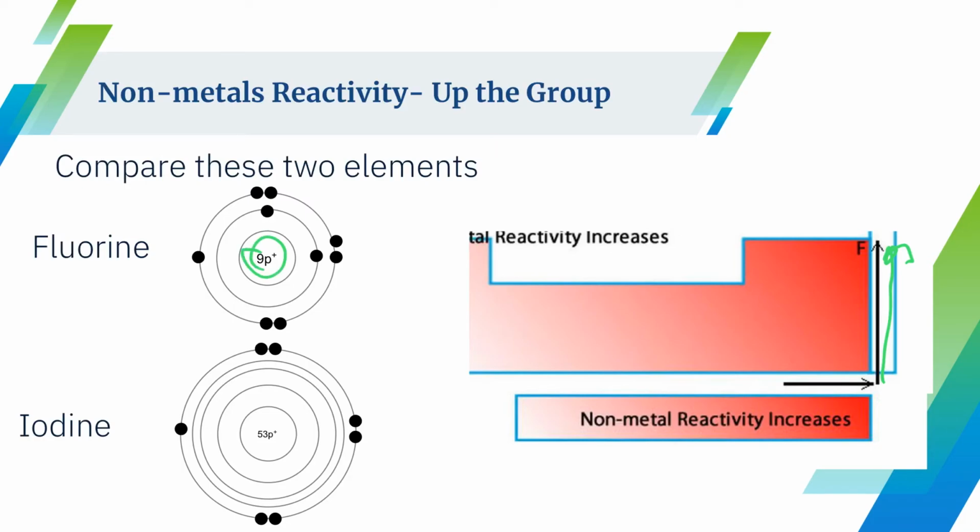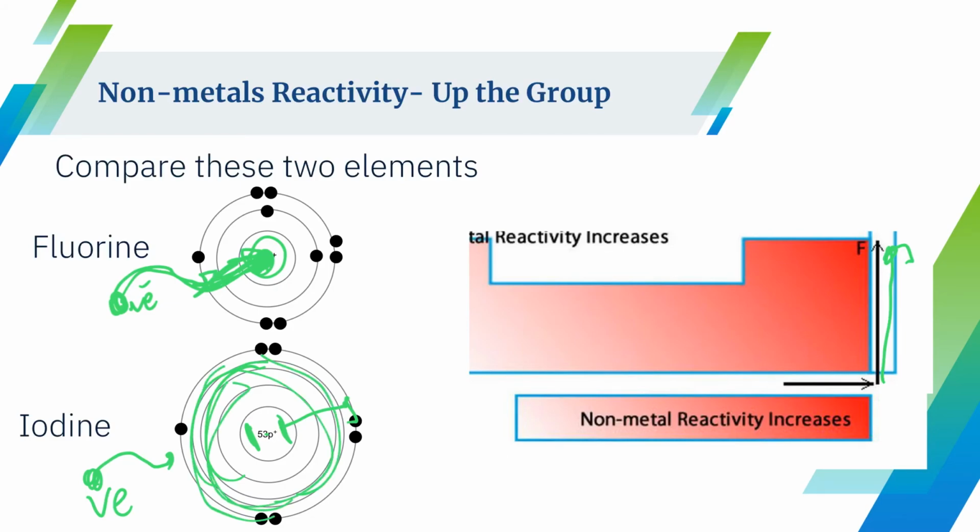this positive nucleus with the 9 protons, well, we have another electron coming over here, and there's less distance to shield this pull. So this electron that's coming in from group 1, it's going to see this positive nucleus, and it's going to want to come over and react. But iodine has a greater distance between its nucleus and its outer electron. So if you have a valence electron coming in over here, it's not going to feel the pull of those 53 protons because there are too many energy levels shielding that nucleus.